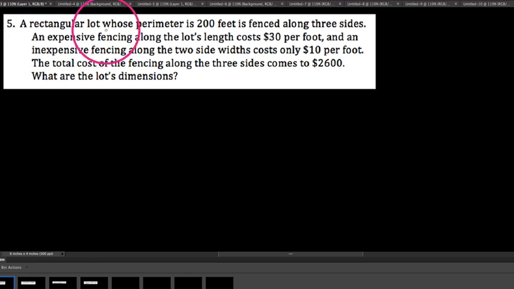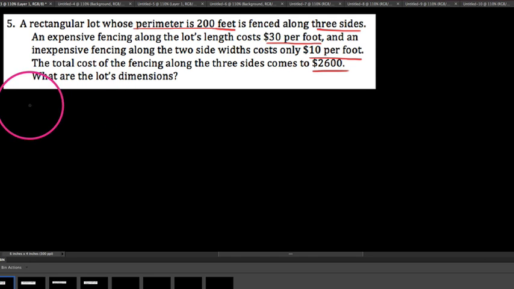We have a rectangular lot whose perimeter is 200 feet and is fenced along three sides here. So we have 200 feet of perimeter. I'm going to underline that here. And it's fenced along three sides. An expensive fencing along the lot's length costs $30 per foot, and an inexpensive fencing along the two side widths costs only $10 per foot. The total cost of the fencing along the three sides comes to $2,600 here. And what we're interested in is the lot's dimensions.